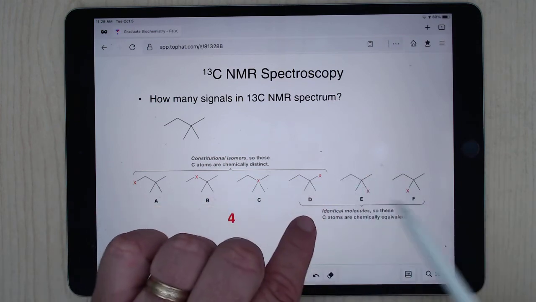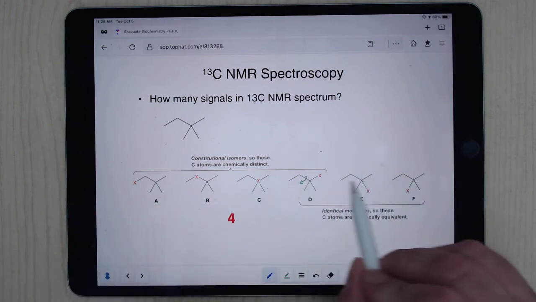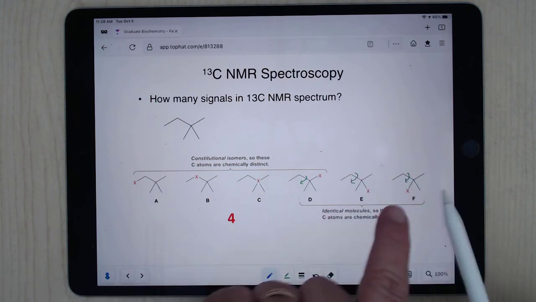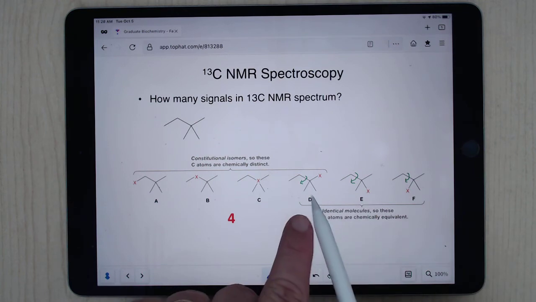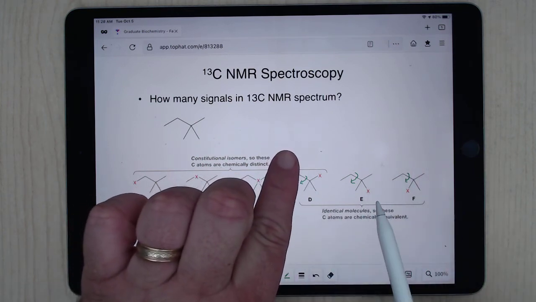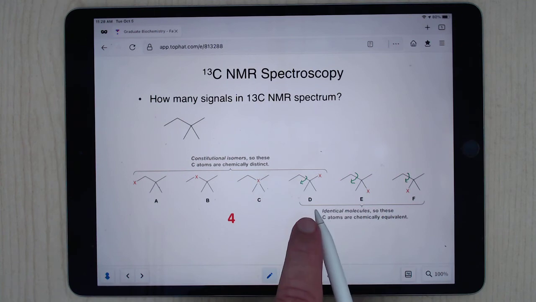But for D, E, and F, if you rotate around this bond, I can make E and F look like D by rotating around the bond. So these three carbons would give a single signal. So you get four signals out: one for A, one for B, one for C, and another signal that would represent the D, E, and F carbons. Okay.